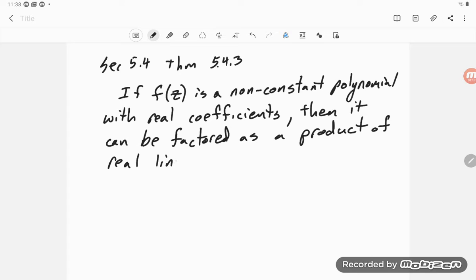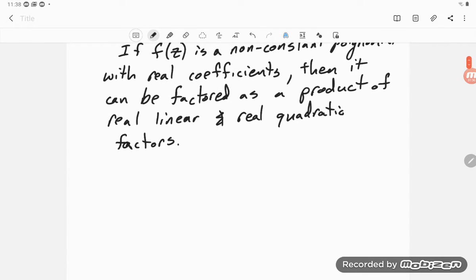Real linear and real quadratic factors. So that is a pretty cool thing, in that if I have any size polynomial, a polynomial with degree 100, I know that I eventually, if I worked hard enough at it, could factor it into all linear and quadratic factors.